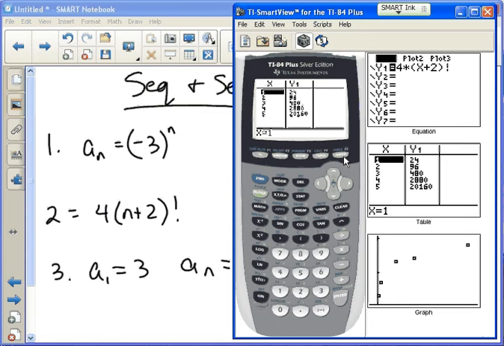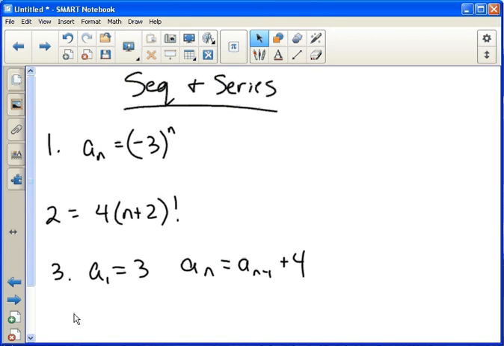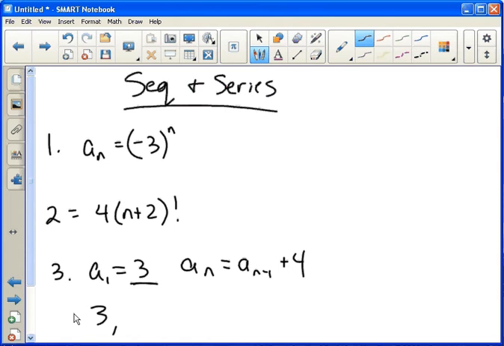Now in number 3, we have to do it a little differently because they don't give us the formula explicitly. They do tell us the first term right here, which is 3, so that counts as one of them. And then what they tell us to do next is how to find the next term. So to find the next term, you take the term you have and add 4. So 3 plus 4 is 7, plus 4 is 11, plus 4 is 15, plus 4 is 19.